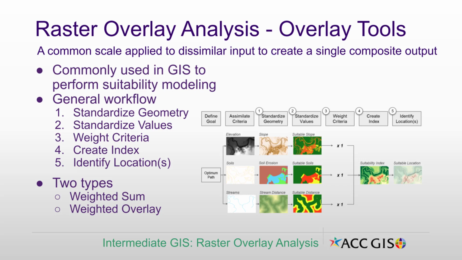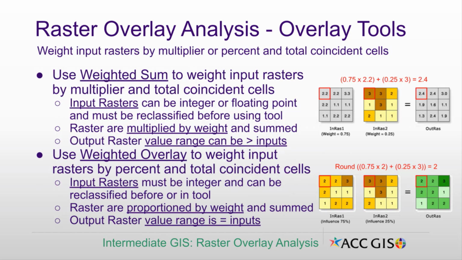Now let's take a closer look at these raster overlay tools. So overlay tools weight input rasters by multiplier percent and total the coincident cells into a composite raster. We use the weighted sum geoprocessing tool to weight input rasters by multiplier and total the coincident cells. The input rasters can be integer or floating point, that means whole number or decimal, and must be reclassified to the same value range before using the tool. The rasters are multiplied by the weight and summed.